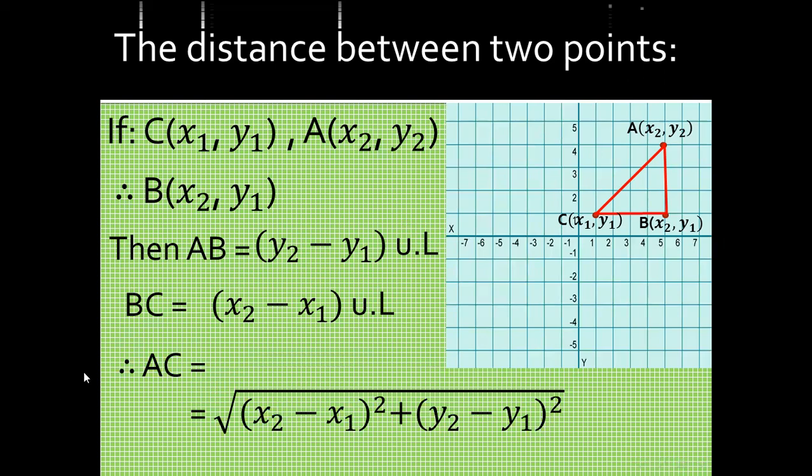Then if we have any 2 points, A and C, we can find the distance between A and C by using this rule: root of bracket power 2 plus bracket power 2 under the root. The first is the difference between x's, the second is the difference between y's, and we can write x2 minus x1 or x1 minus x2 because we have power 2, which cancels the sign, and y2 minus y1 or y1 minus y2. This is the rule to find the distance between any 2 points.